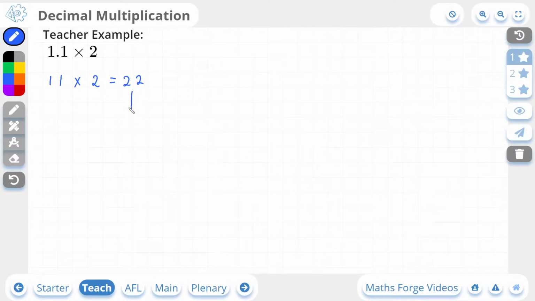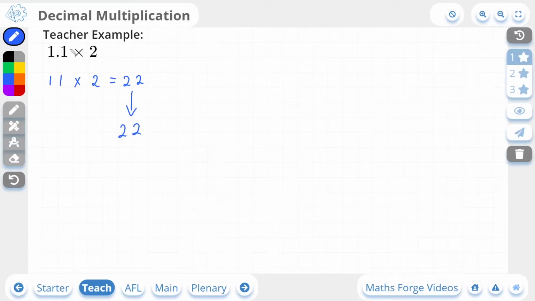Now, this is not your final answer because remember we ignored the decimal point. So what we're going to do to this 22 is we're going to use the question, and especially the numbers with decimal points in them, to help us modify this answer so that it can be the true final answer. And how you modify it is like this. Ask yourself, how many digits are sitting behind a decimal point in your question?